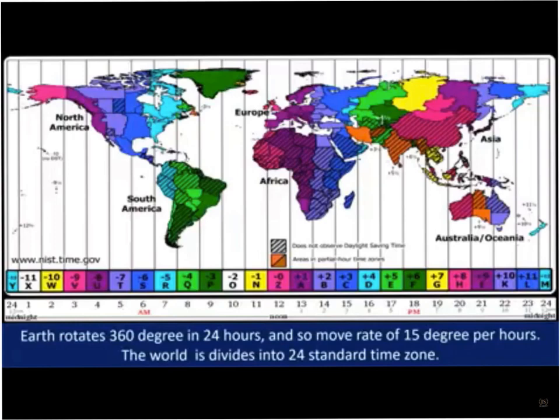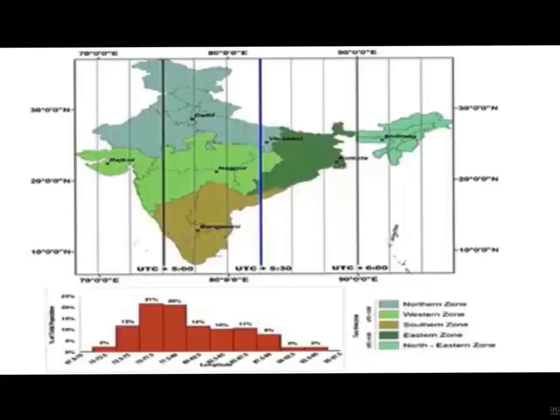Let me explain why 82.5 degrees east is taken as our IST. See, the earth is divided into 24 time zones at the interval of 15 degrees each, right? Now, according to that, there are two time zones passing through India, that is from 75 degrees longitude and 90 degrees longitude. But none of the longitudes from these two is dividing India into approximately two equal parts.